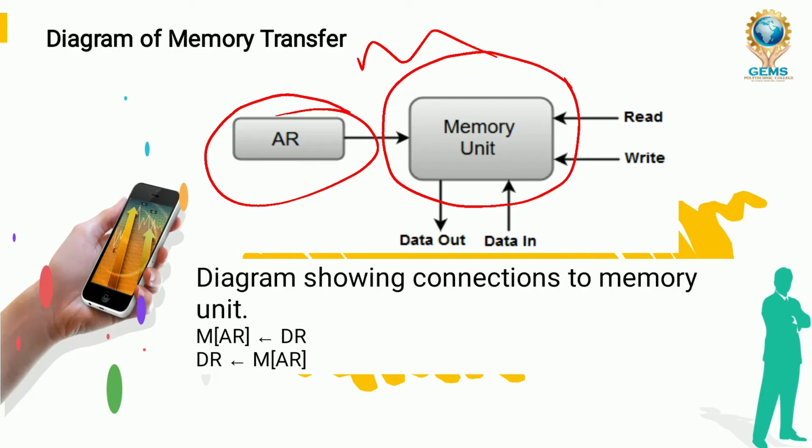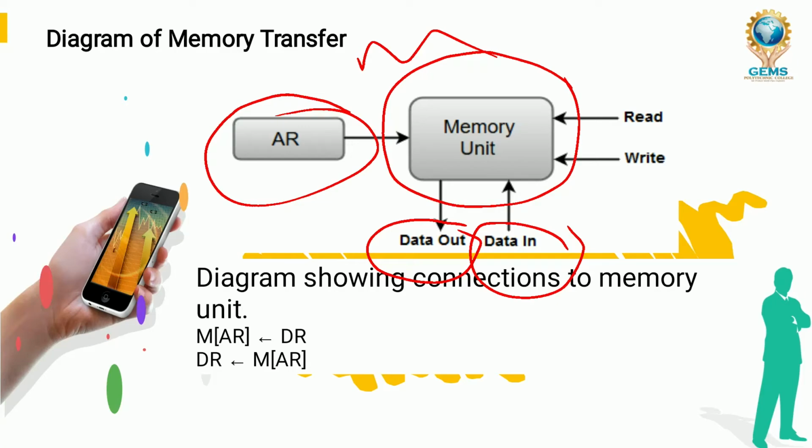One is the read operation, one is the write operation. Look here: data out and data in. I already said outgoing, incoming. So the read operation we can call data out, and the write operation we can call data in. The arrows shown here clearly mention how data is going and how data is coming.